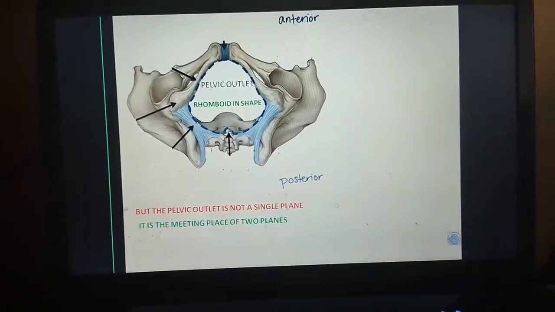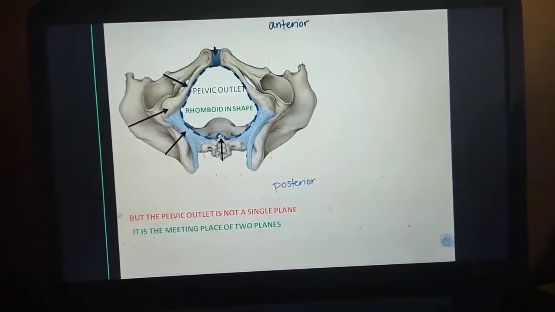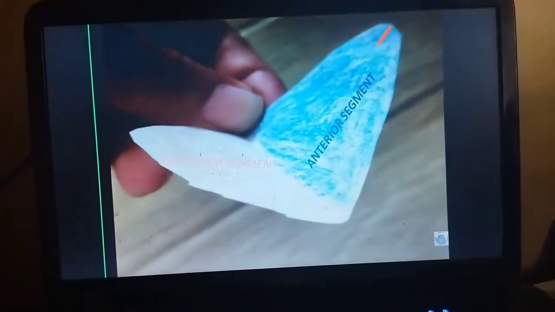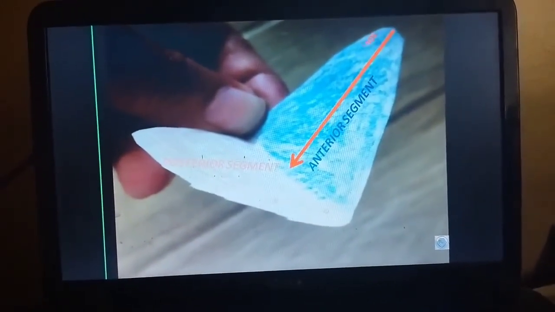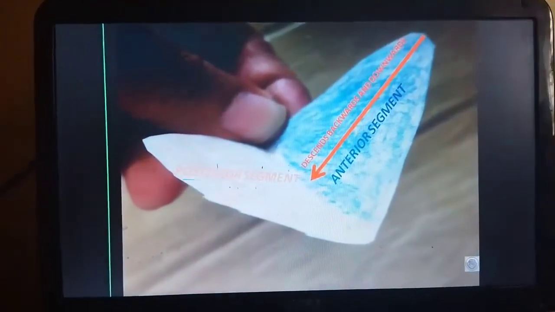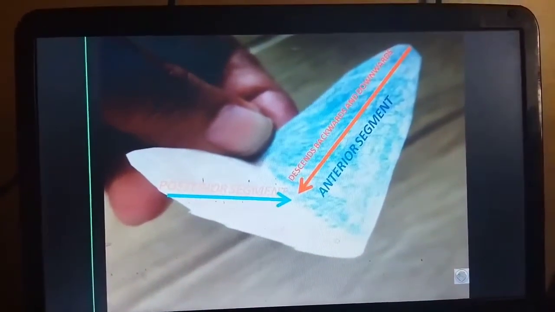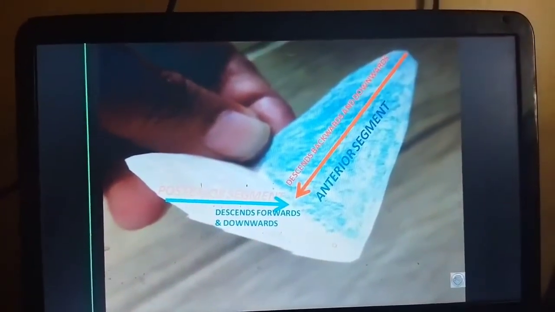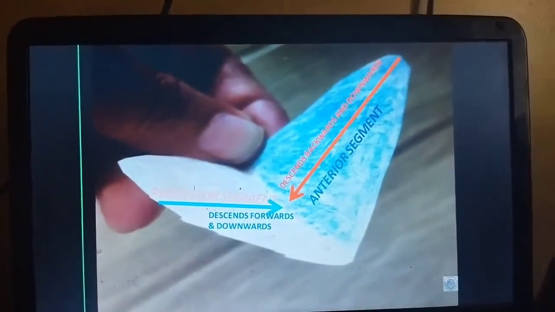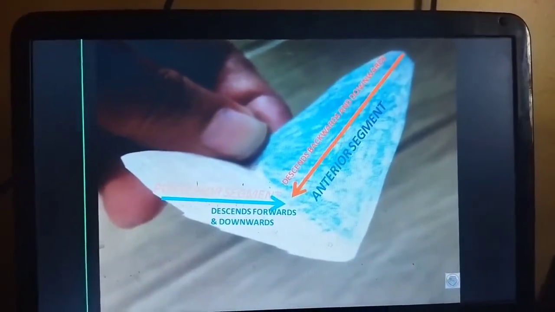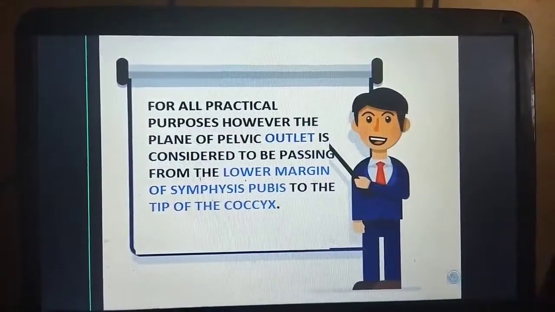It is rhomboid shaped, the outline of the pelvic outlet, but it is not in a single plane. It is the meeting point of two planes. Here you have the anterior segment and the posterior segment. See, the anterior segment descends backwards and downwards, and the posterior segment forwards and downwards.